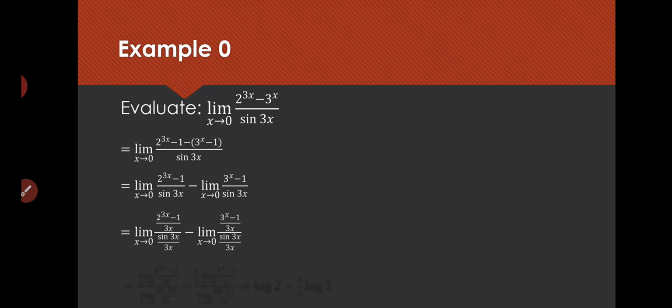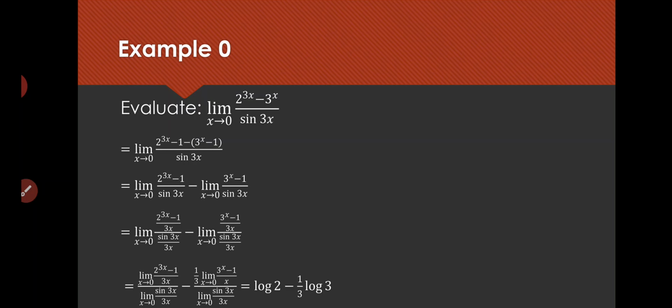This is what I get. Now let me do something. Let me separate out the limits as well, because the limit of a quotient is the same as the quotient of the limits. So this is exactly what I get. Limit x tends to 0, (2^(3x) minus 1) by 3x. Limit x tends to 0, sine 3x by 3x.